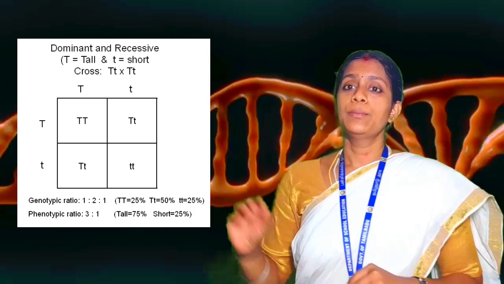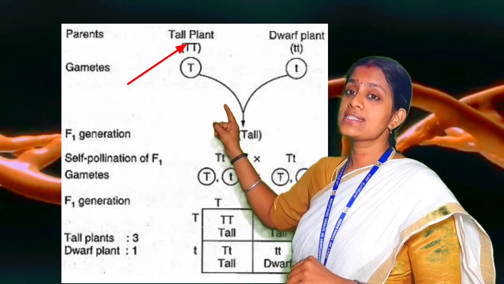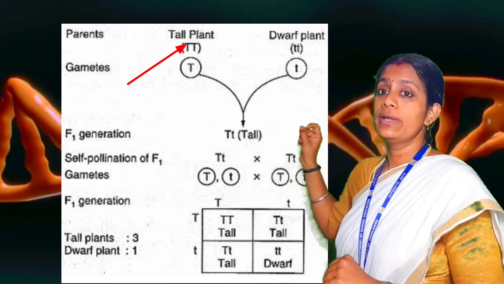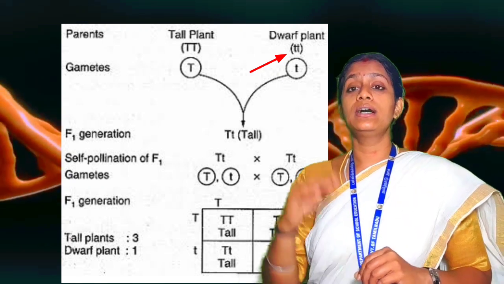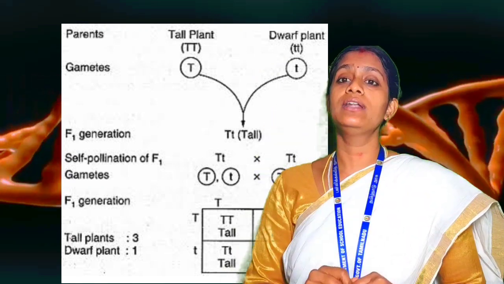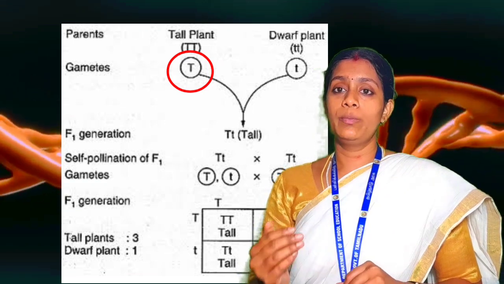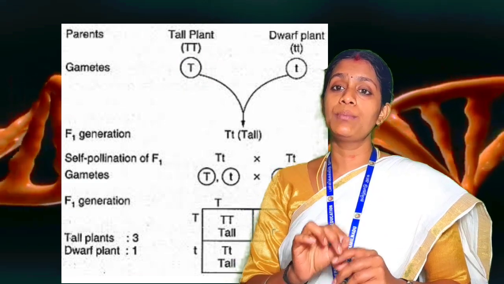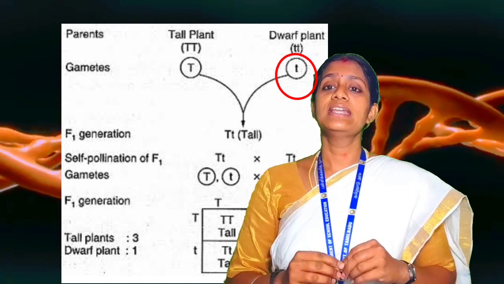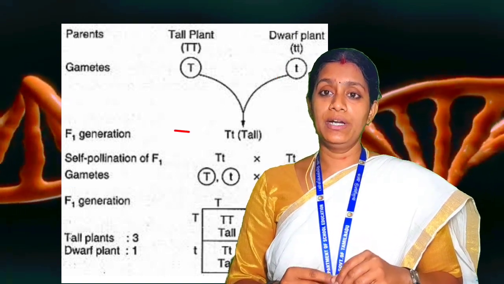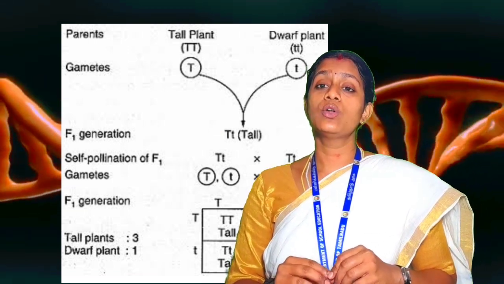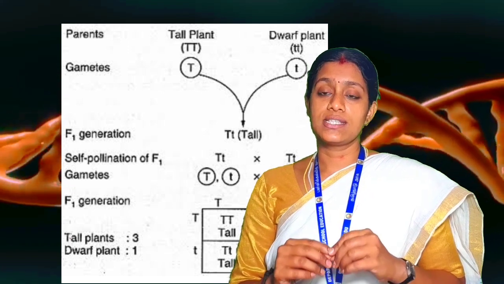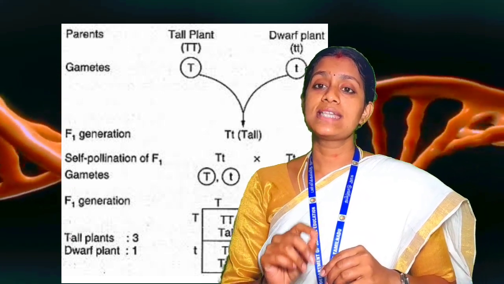The F2 generation is depicted in a checkerboard. The pure breeding tall variety is written as capital T, capital T. The pure breeding dwarf variety is written as small t, small t. The pure breeding tall variety produces only one type of gamete, that is capital T, whereas the pure breeding dwarf variety produces only one type of gamete, that is small t. When these were crossed, it produces a hybrid with genes capital T and small t. It is called the heterozygous condition of genes, that is 2 different alleles for the same trait.